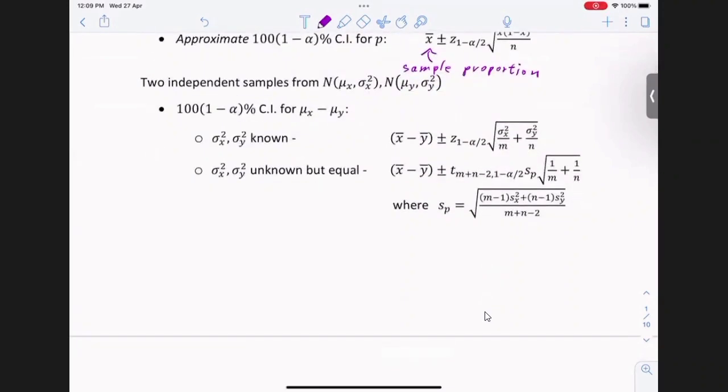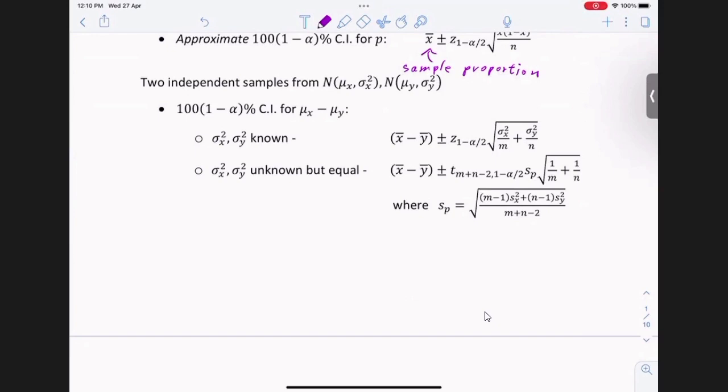In fact, besides one sample problems, we may also want to do two sample comparisons. That means, suppose we have two independent samples drawn from two populations. They may have their own population mean and their own population variance. And we would like to compare the population means by calculating a confidence interval for the difference. Then there are different scenarios depending on whether we know the value of the population variances. If the population variances are known, we will use this formula, where M and N are the sample sizes of the two samples respectively.